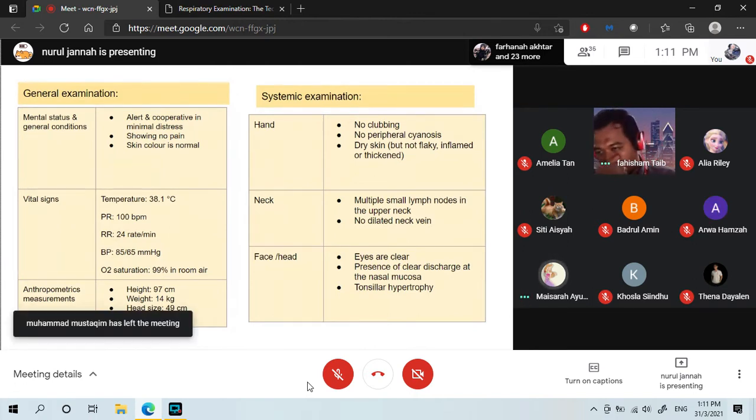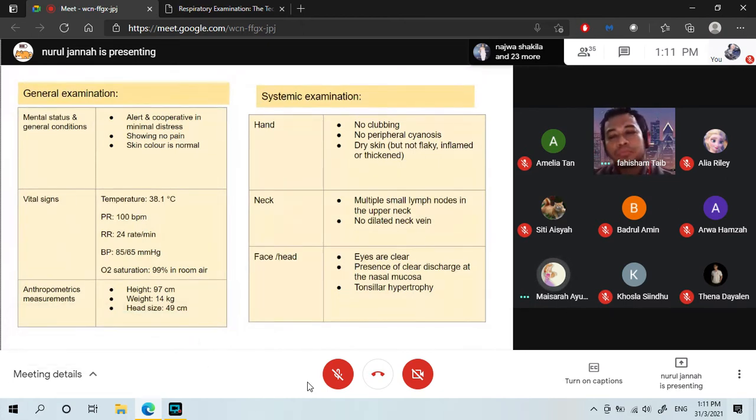Okay, next, the systemic examination. There's no finger clubbing, no peripheral cyanosis. The skin is dry but not flaky, inflamed or thickened. There are multiple small lymph nodes in the upper neck, which indicate lymphadenopathy. No dilated veins, and the eyes are clear, which means there is no sign of conjunctivitis. There is clear discharge at the nasal mucosa, and there is tonsillar hypertrophy.